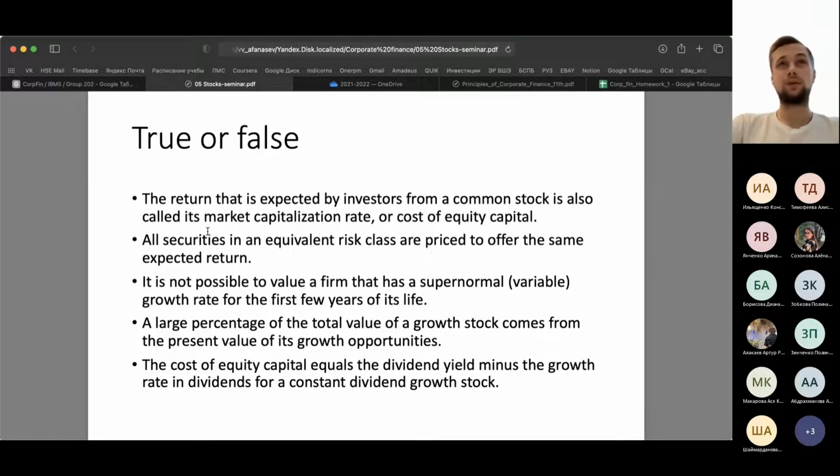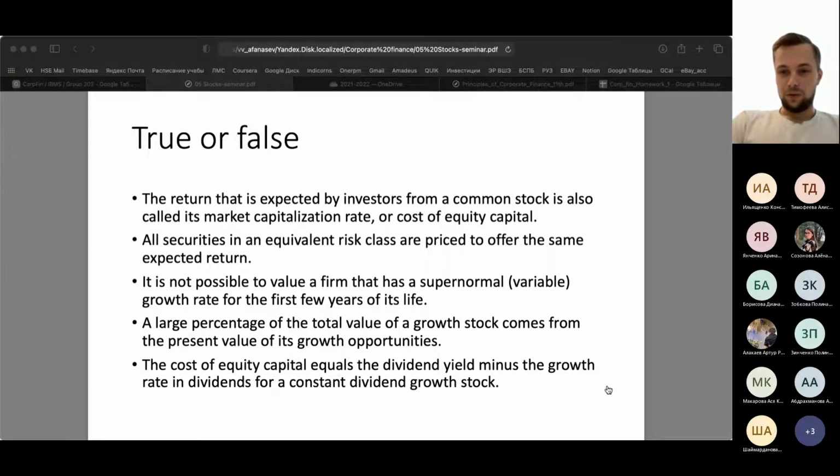It was on the previous lecture about bonds. All securities, stocks, bonds, or derivatives and so on, if they have an equivalent risk, should be priced to offer the same expected return. That's why we are using this alternative cost of capital, these discount rates. Again, securities with the same risk should provide the same expected return. So risk and return are connected very closely, functionally actually, in an effective market.